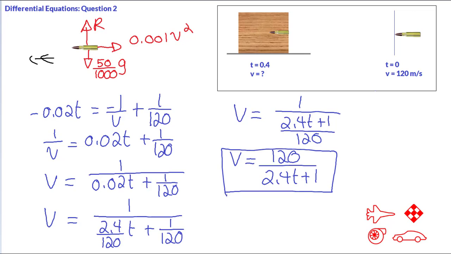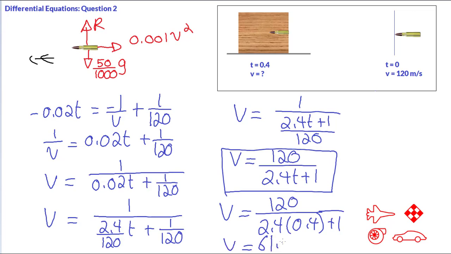So from this we can finish the problem. The question says find the velocity of the bullet when it hits the block. It hits the block after 0.4 seconds. So substitute 0.4 into your equation, 2.4 times 0.4 plus 1. And that will give you 61.2 meters per second. And that's it. We found the speed of the bullet when it hits the block.